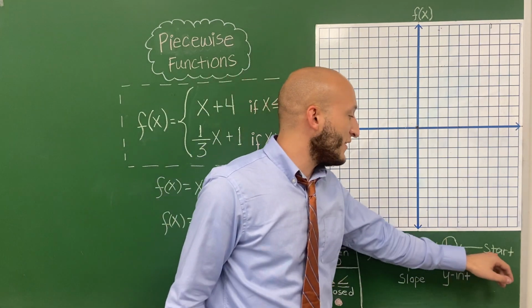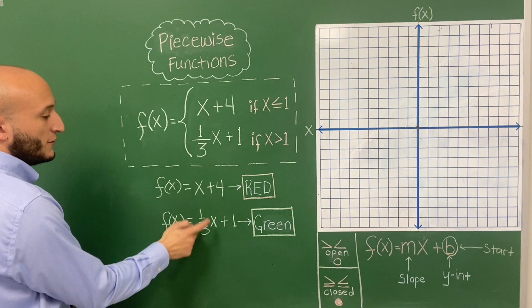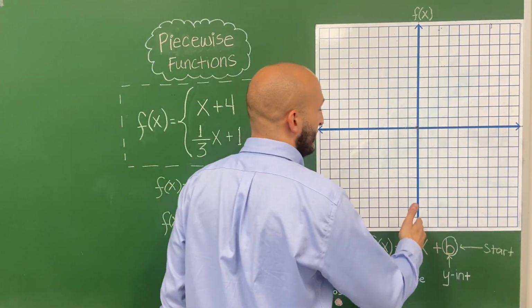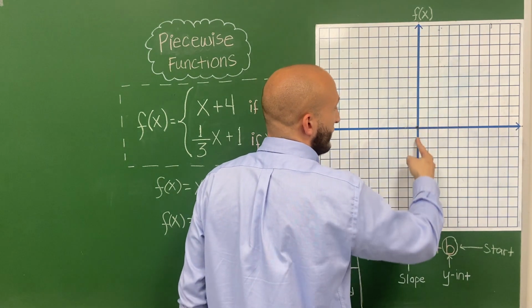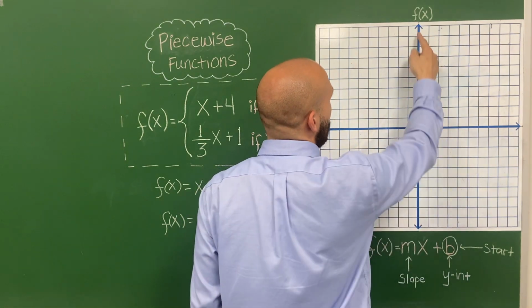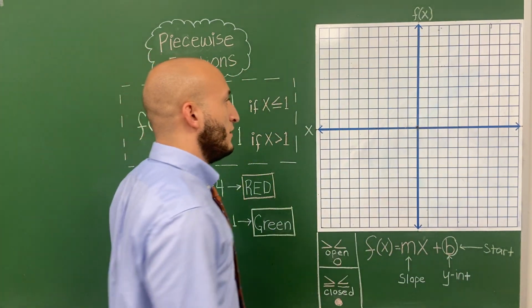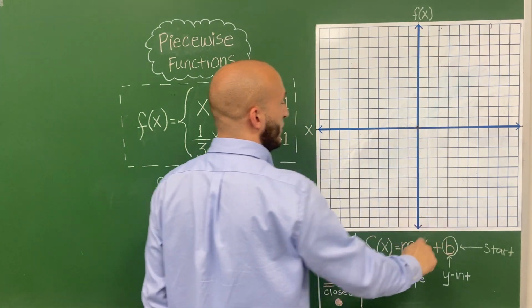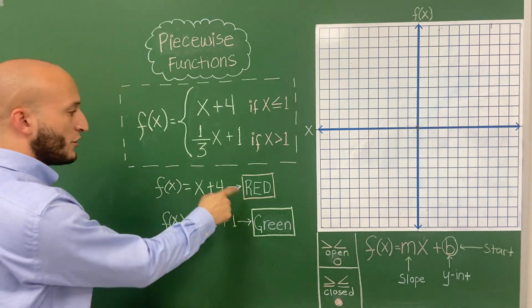I wrote start here because when I start graphing these functions, I will always start with my y-intercept, which means my first point will be here on this y-axis. That's why it's called y-intercept. Again, my first point should always start here on my y-axis. So let's start graphing. And I've color-coded these.